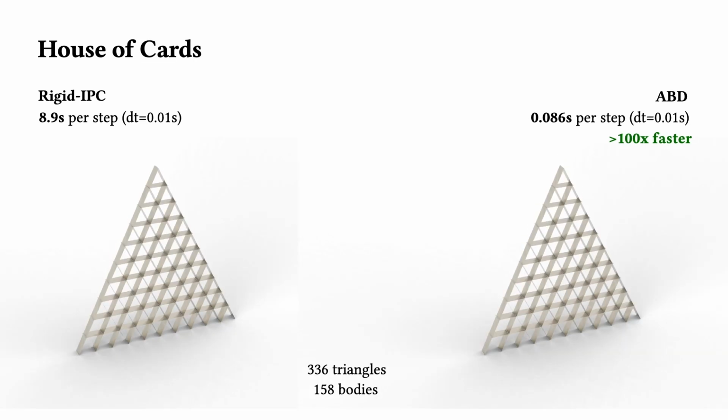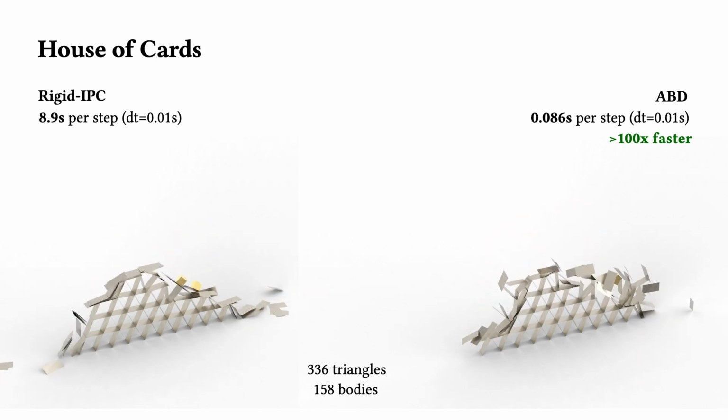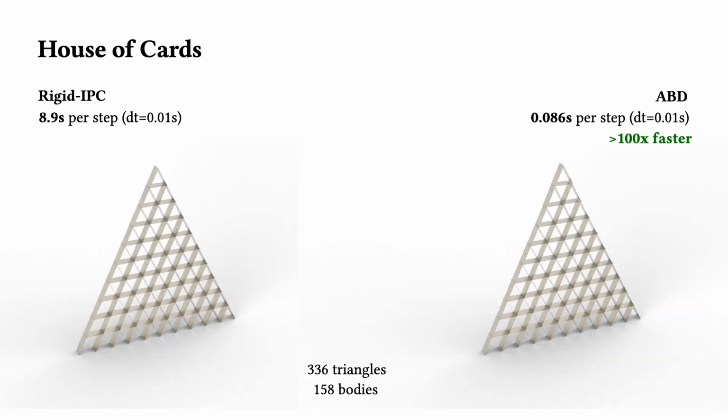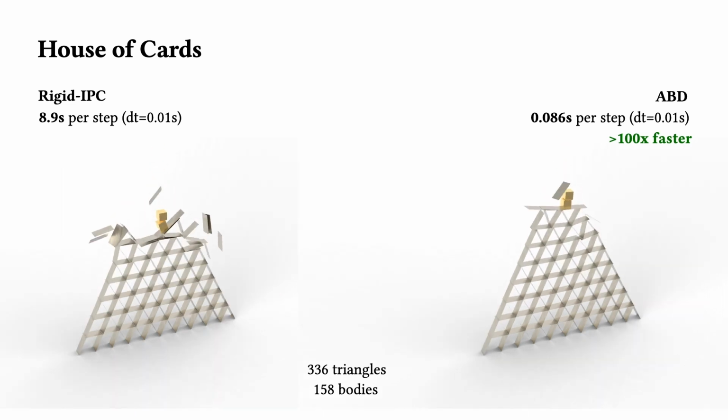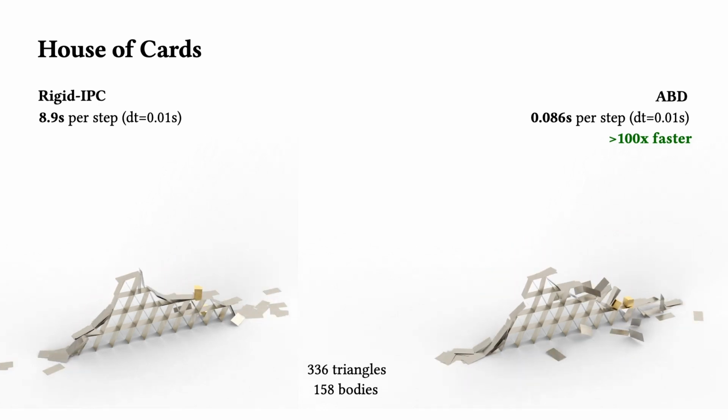Since ABD is based on a stiffness model for its constitutive behavior, we can also apply ABD to simulate stiff elastic responses. For example, the stiff ABD card house on the right can lightly oscillate while still accurately modeling friction to correctly capture stability. Here, ABD provides a more than 100 times faster runtime when compared to rigid IPC.